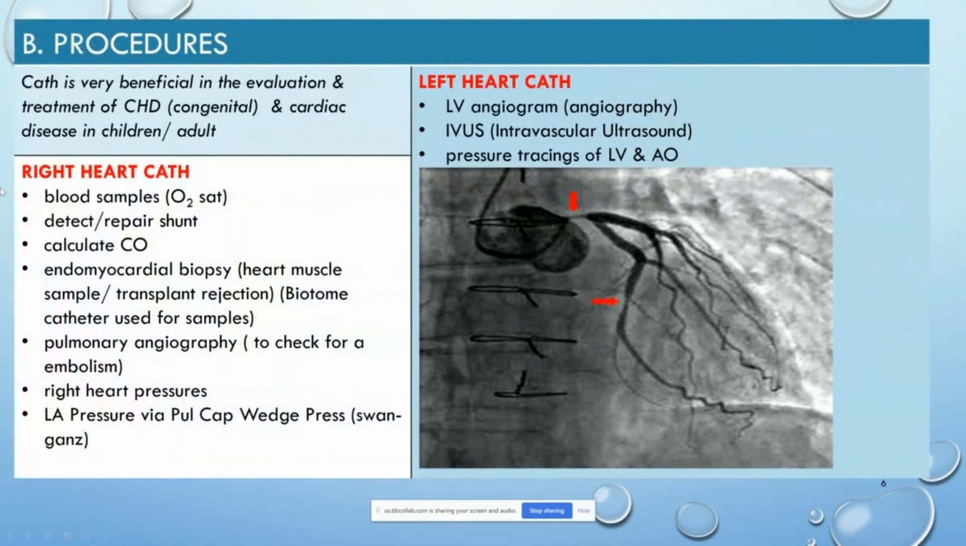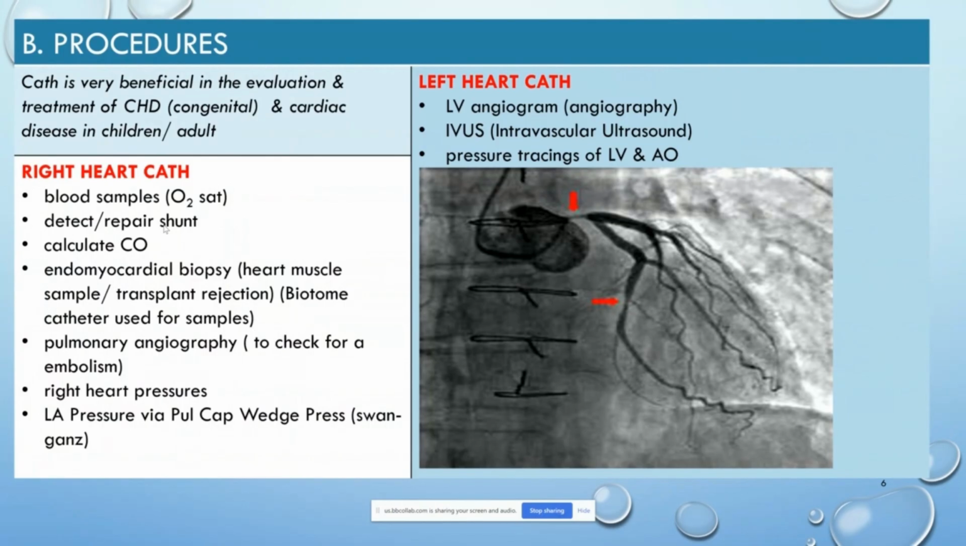So if they're doing a right heart cath, normally they want blood samples. They will use the catheter to repair a shunt. Remember, if there's a shunt, the person is going to have blood moving back and forth between the two chambers, and it's not supposed to do that. They can use it to calculate cardiac output. They can use it to take a heart muscle sample. Like, let's say they've done a transplant, but the heart didn't take and the body's fighting against it. So they'll know if there's a rejection situation going on. But if they're going to do it for a sample, they'll use what we call a bioptome. That's a slightly different catheter.